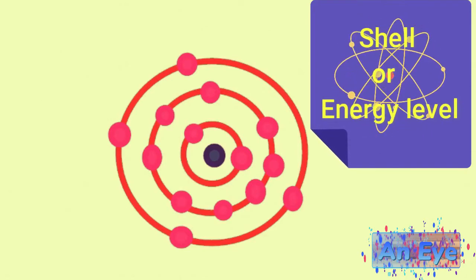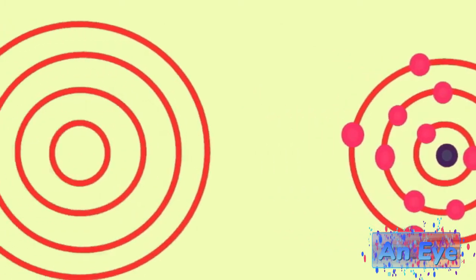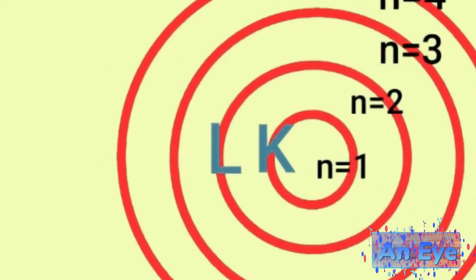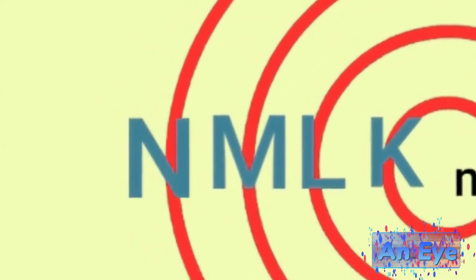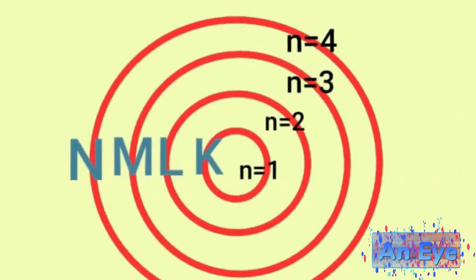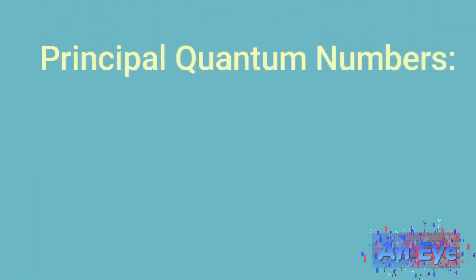These orbits have a specific value of positive integers, starting from the orbit which is closest to the nucleus, that is, 1, 2, 3, 4, and so on. The number of orbitals is also determined by the value of the small letter n, or represented by the letters K for first shell, L for second shell, M for third shell, N for the fourth shell, and so on. These numbers are also called principal quantum number.